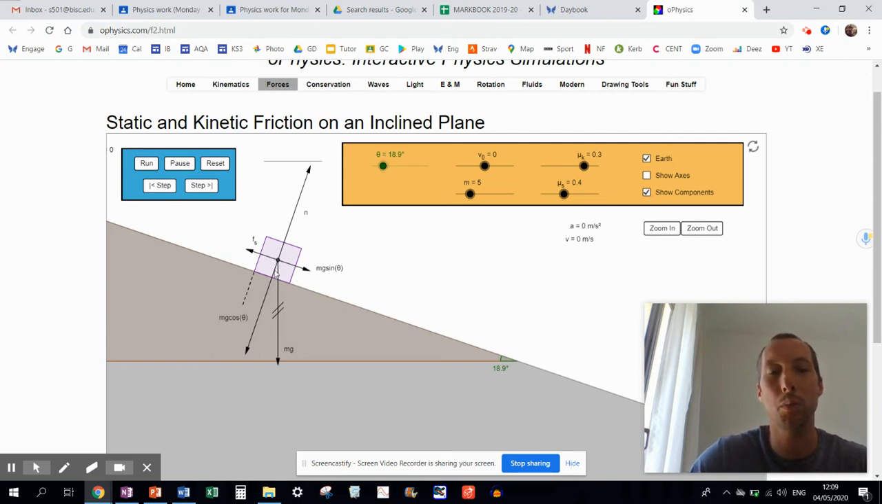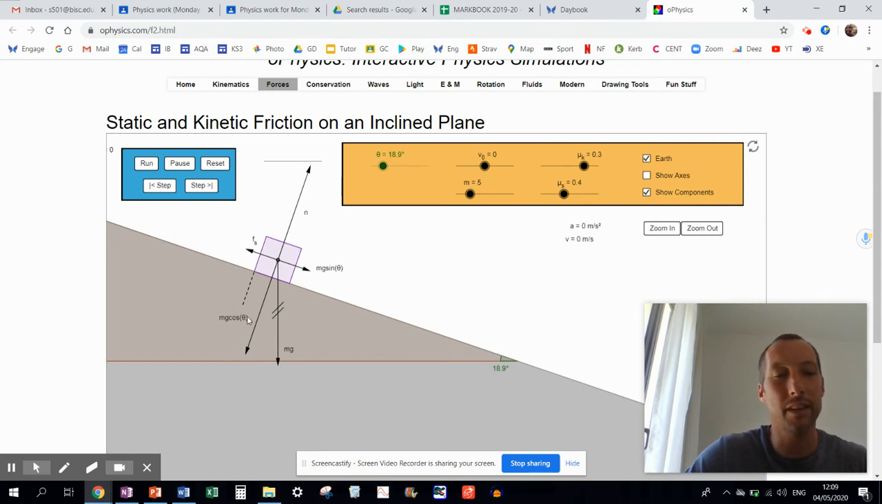I've got the component of the weight that goes into the slope and a component of the weight that goes down the slope. Now, hopefully you can see here, the normal reaction force isn't equal to the weight, it's equal to mg cos theta, the weight times cos theta, because it's just one of the sides on this triangle.